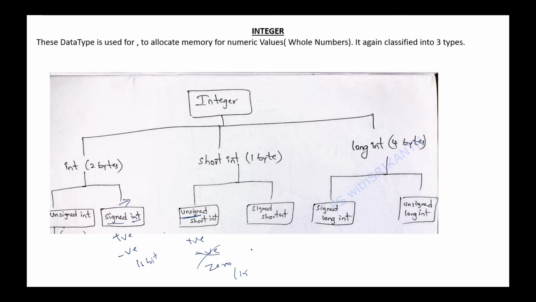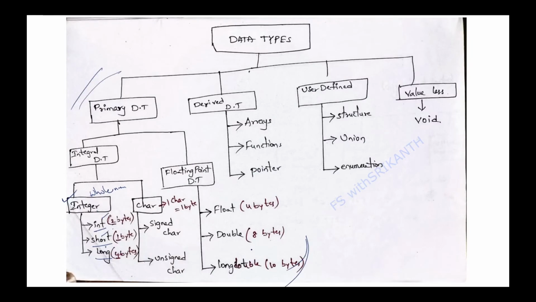One more data type is there, that is the character data type. What is a character data type? One character variable can hold only one character. It allocates only 1 byte of memory.